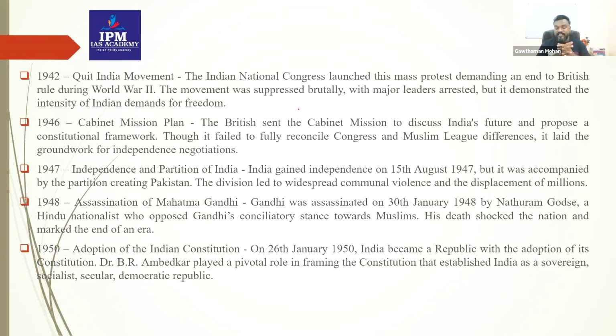Then in 1946, the Cabinet Mission Plan came. The British sent a Cabinet Mission to discuss India's future and propose a constitutional framework. We were demanding a constituent assembly and a constitution of our own, and it became fruitful with the Cabinet Mission Plan only. They came up with a detailed plan for making a constitution for our own. Though it failed to fully reconcile Congress and Muslim League differences, it laid the groundwork for independence negotiations and the constitution making.